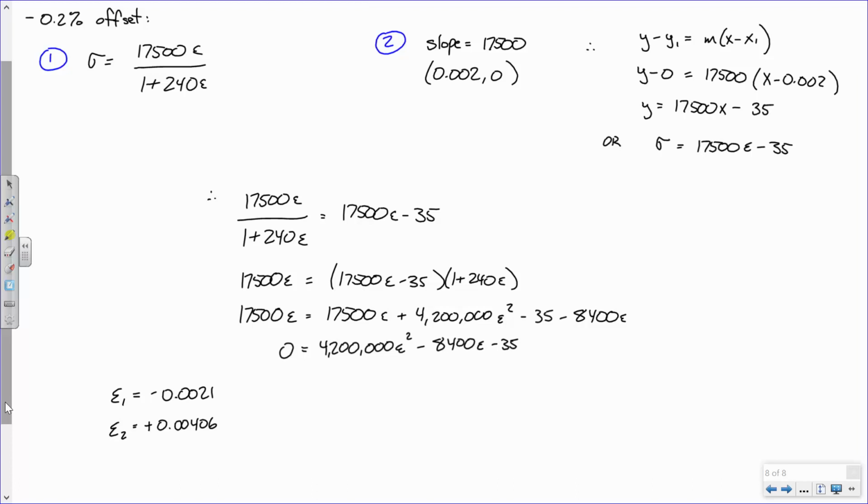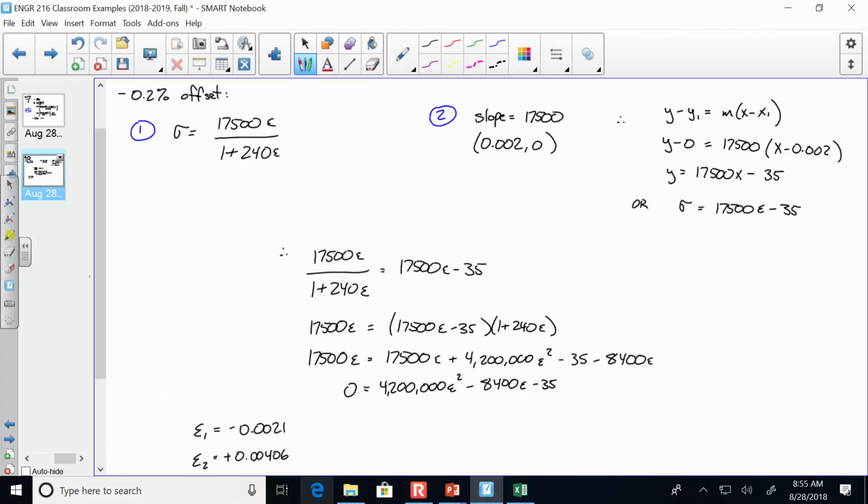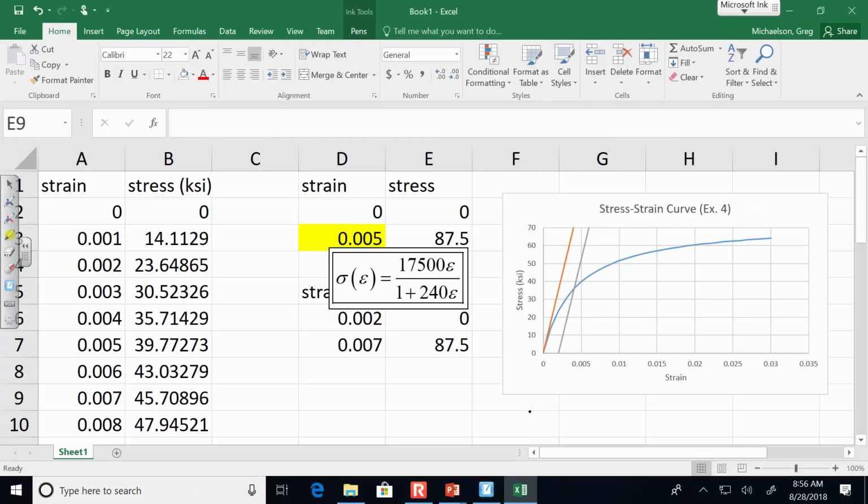All right, so are we good on this? Is this one right? Now, we've been arguing about the negative one, but the negative one doesn't really matter, because ultimately, what we're after is where these two intersect, and we only care about the positive one. Now, what's the positive strain that you're getting? You said 0.00406? Is that right?